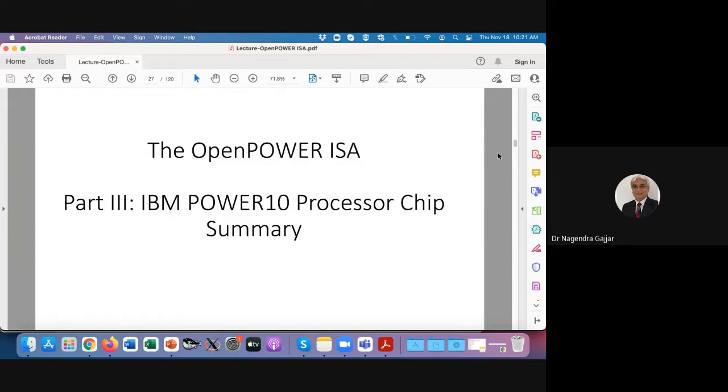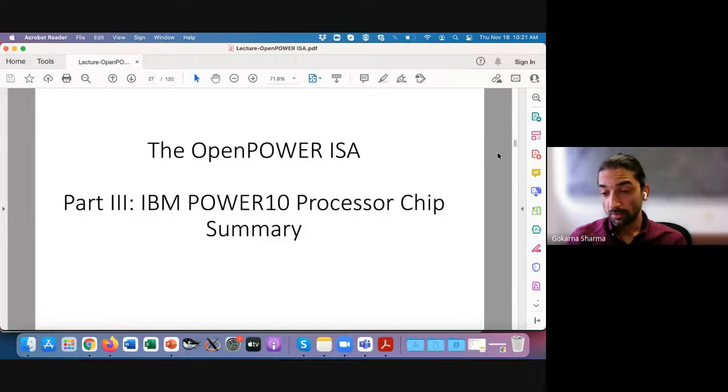Yes, so Professor, I'm not sure whether it is relevant, but how does the RISC-V versus the OpenPOWER architecture, what are the major differences that you look into? Or are they kind of parallel platforms with similar capabilities? That's a very good question, Dr. Gajar.